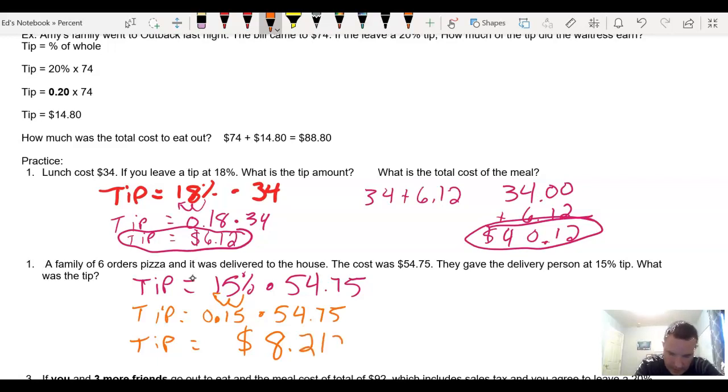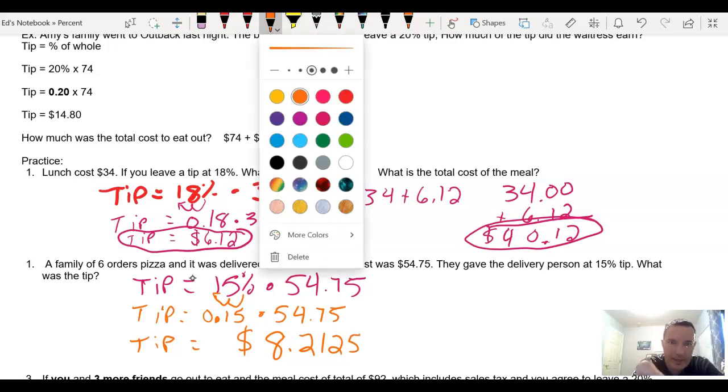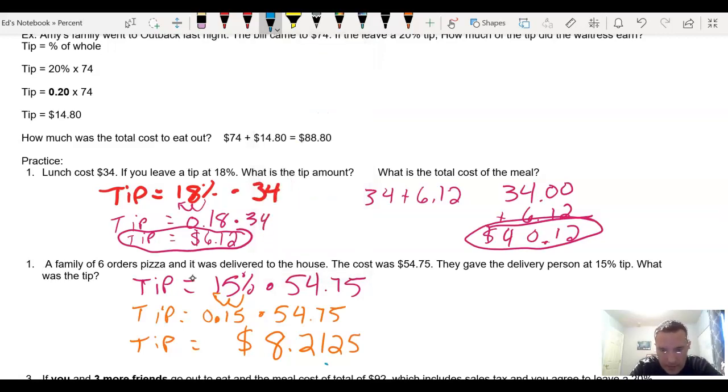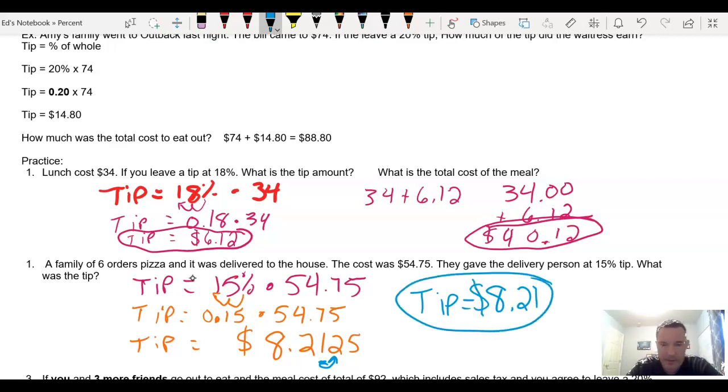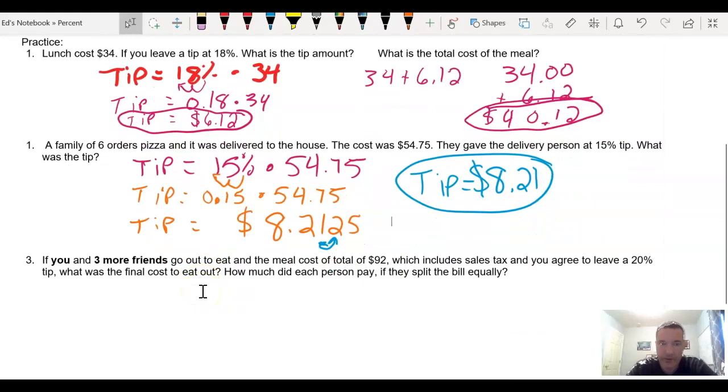And you get this, 2125. But in this case, you have to figure out, hey, we're working with money. So we're going to come to the hundredths place and go 1 more to the thousandths. If that's 5 or more, we're going to add a penny. If it's less than 5, we round down. So our answer, the tip is $8.21. And because we're always dealing with money, we should put the money symbol. Sometimes I forget, but you're going to lose a point if we do.